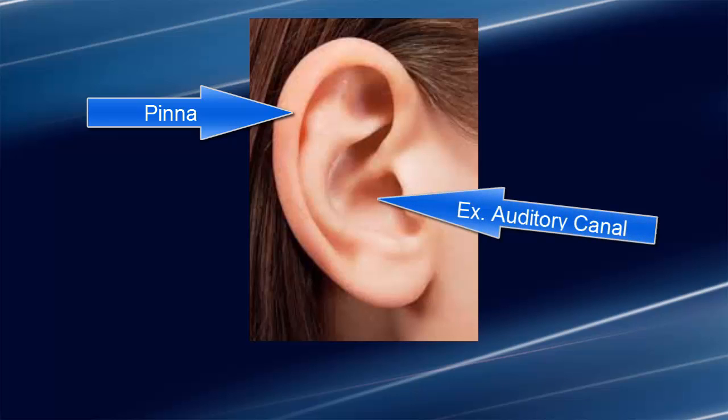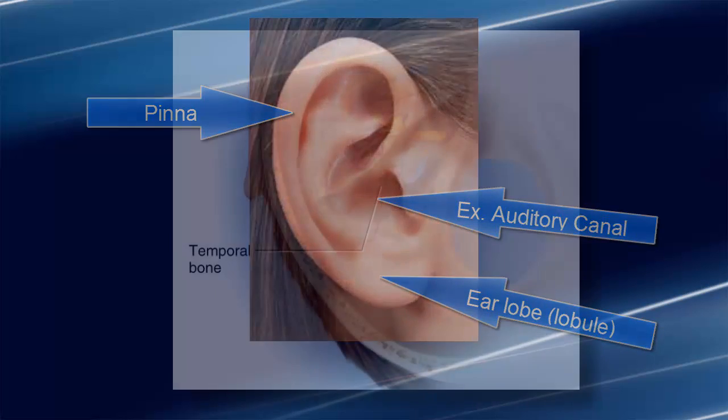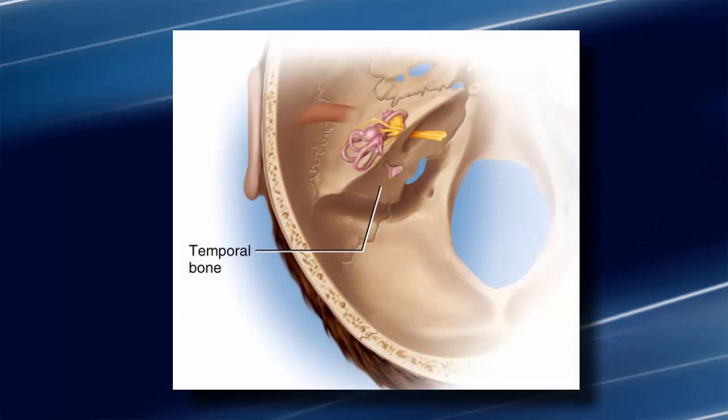The structures of interest that we will name are the auricle or pinna of the ear, which funnels sound waves into the external acoustic meatus, also known as the external auditory canal, and the earlobe. We will be following the external auditory canal into the head and into the temporal bone.